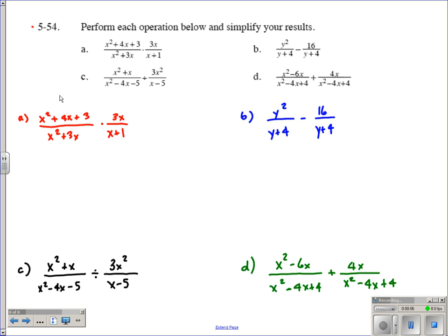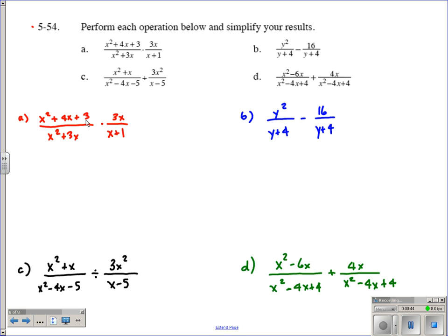Problem 554. Perform each operation below and simplify your results. Letter A. x squared plus 4x plus 3 over x squared plus 3x, times 3x over the quantity x plus 1. So we're wanting to multiply our algebraic fractions, and we need to simplify. Rather than distributing your 3x through, let's factor what can be factored so that we might simplify before multiplying everything together.